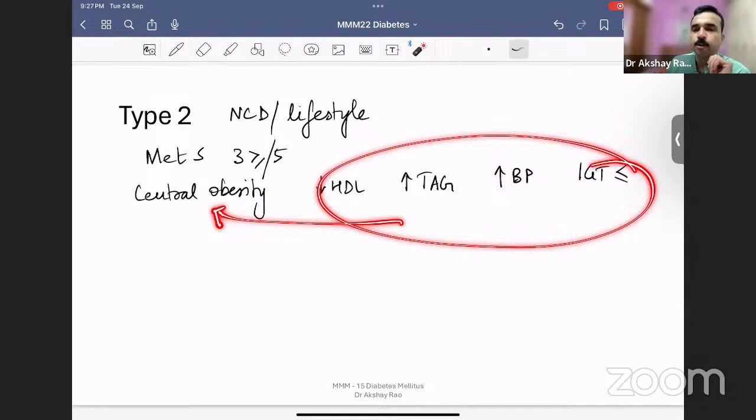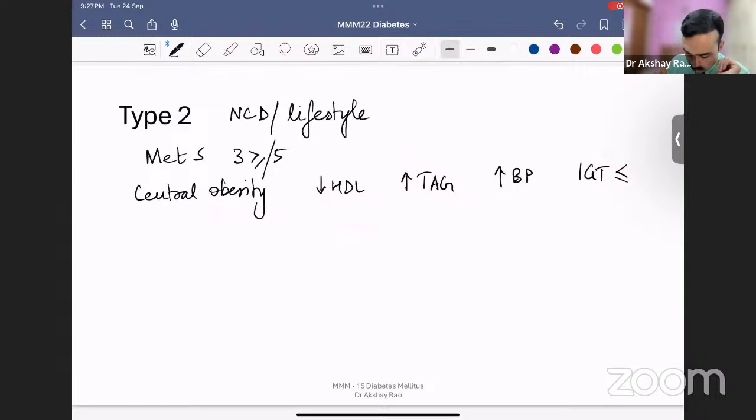Okay, so in metabolic syndrome, central obesity means what? It's the visceral fat, visceral obesity. So the fat around the visceral organs. Visceral organs are not supposed to have a lot of this fat. It's not natural. We're not supposed to have fat around our visceral organs. Instead, we are supposed to have subcutaneous fat.